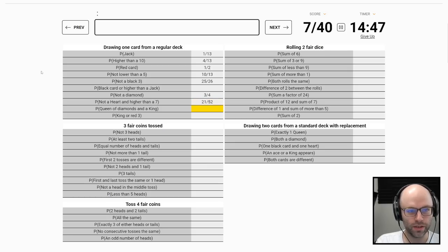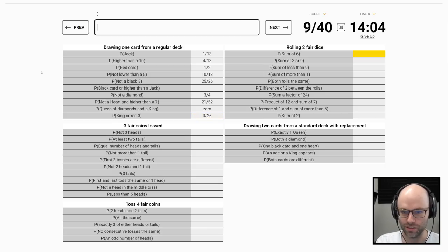What are the odds you get a queen of diamonds and a king? Zero? A king or a red three? Well, a red three is 1 in 26. A king is 4 of 52, which is 1 in 13, which is 2 in 26. So the answer is 4 in 26 or 2 in 13. Okay, let me try this again. Red three is 2 of 52. King is 4 in 52, so it's 6 in 52, which simplifies to 3 in 26. He's insane.